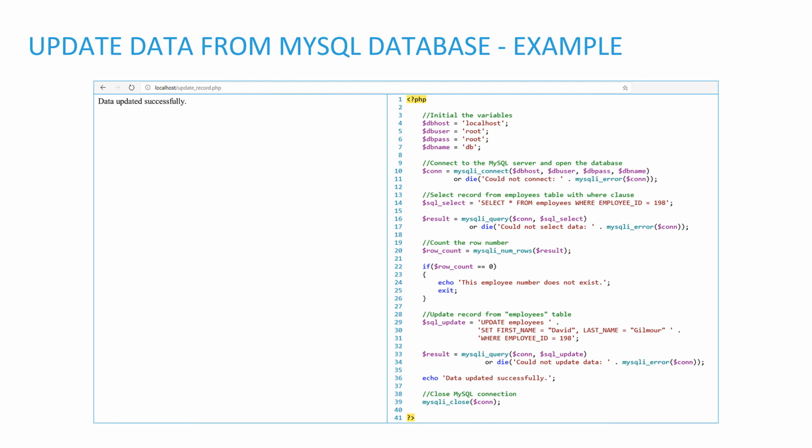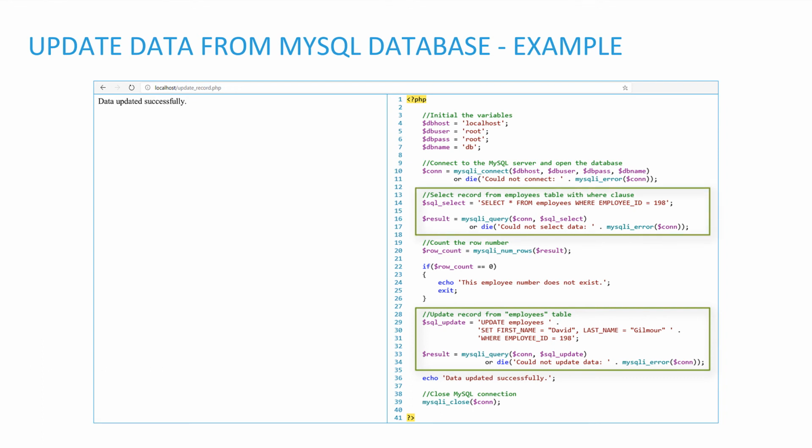Also, in the same way, you can update an existing record by passing the update SQL statement to the mysqli_query function. The following example demonstrates how you can update the first name and last name for employee number 198 by using the mysqli_query function. But before updating the record, we need to first ensure that this record already exists in the employees table by executing the select query statement in the mysqli_query function.